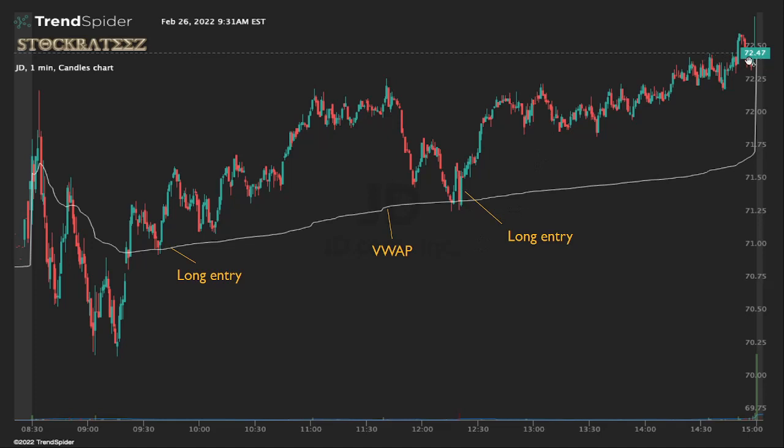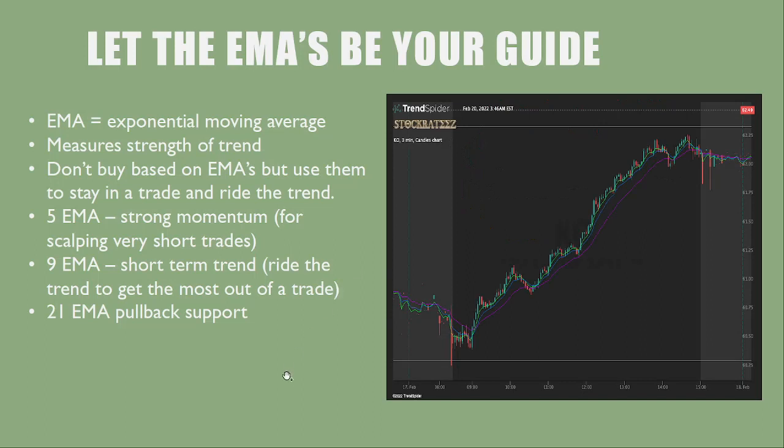And then here, I wouldn't pay attention to much over here because that's when institutions are buying or selling their positions at the end of the day. So just use it after the first hour, maybe first half hour. You can maybe catch a midday bounce. And then, yeah, let's go back to EMAs.